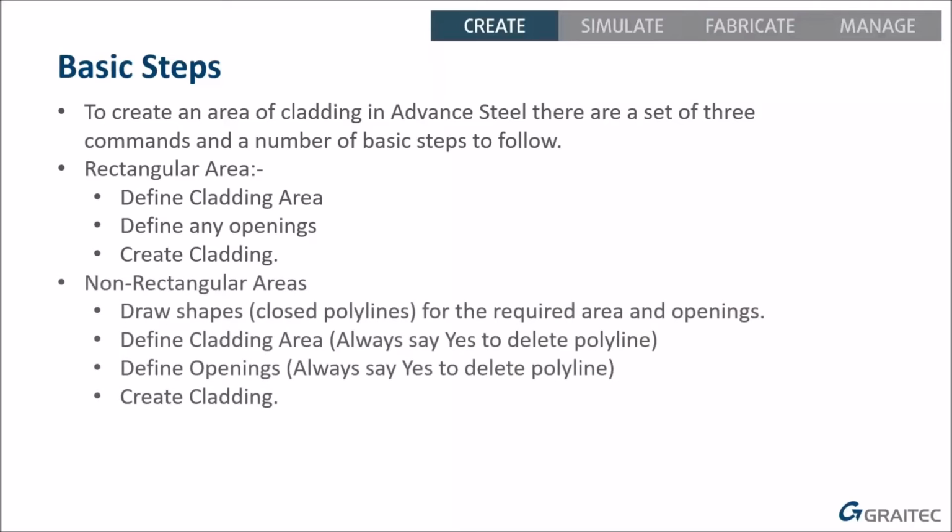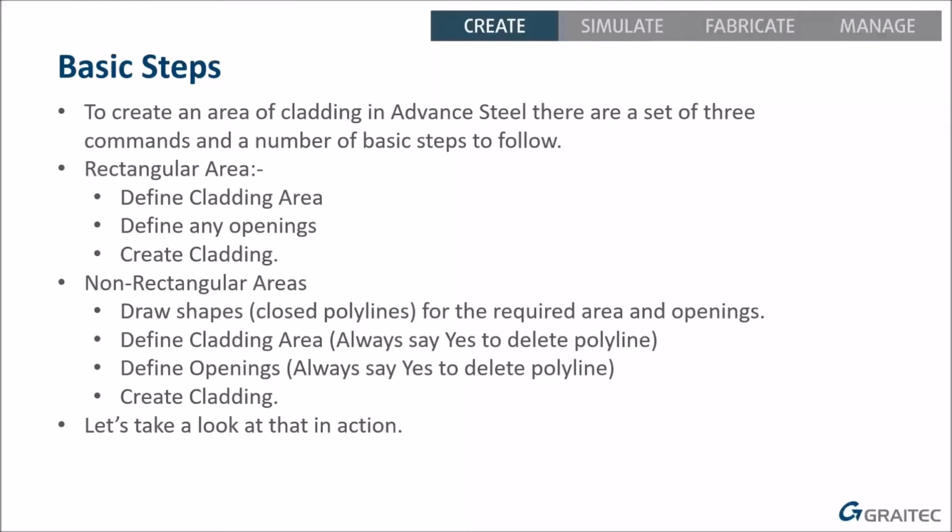If it's not a rectangle, a little bit more care is required. First of all, you would draw the shapes you require. These shapes need to be closed polylines. Polylines are a standard AutoCAD function, and you can find lots of help about them online. You need closed polylines for the area itself, and for the openings if they're not rectangles. Then you use the define cladding area tool to convert that polyline into an area, and you always say yes. It's important you always say yes to delete the polyline. You repeat that with the openings: you use the define openings tool, select those polylines, and again you always say yes to delete the polylines. And then you can use the create cladding tool to create that area and fill it with sheets.